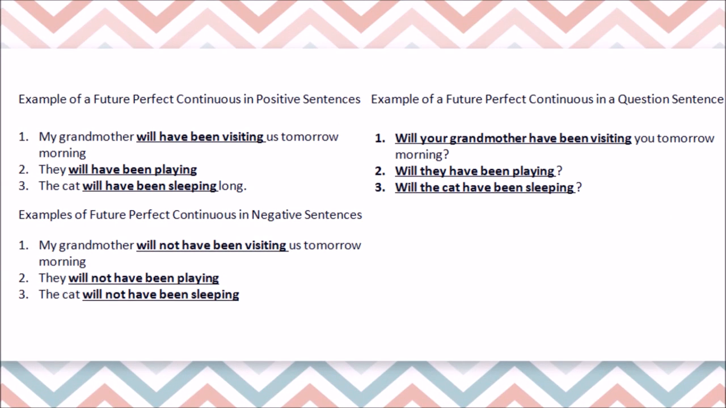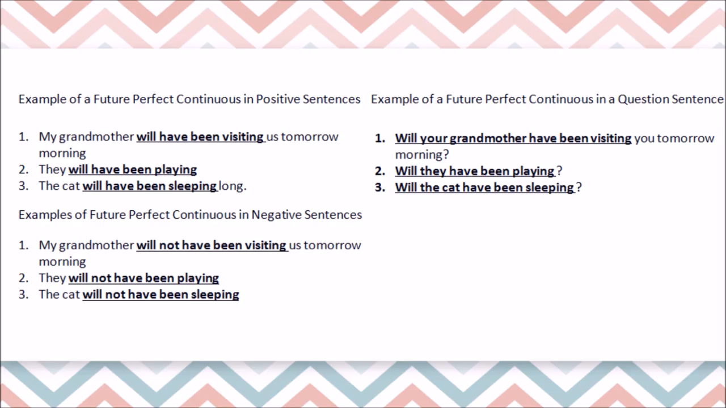Example of future perfect continuous in positive sentence. My grandmother will have been visit us tomorrow morning. They will have been playing. The cat will have been sleeping long.